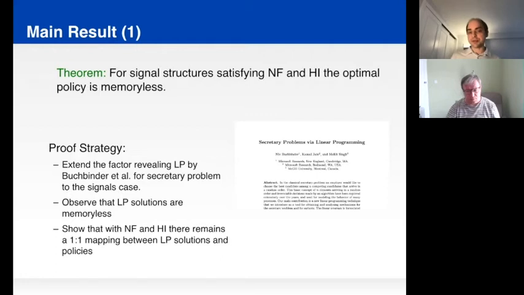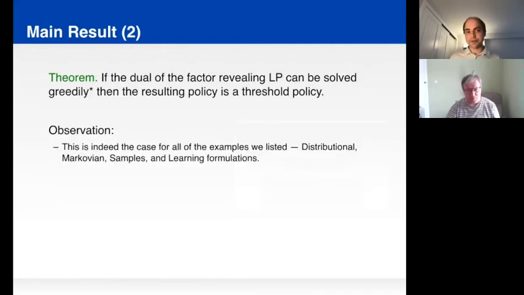And this captures all of the variants that we talked about. The second result is, how do we go from memoryless to thresholds? Now we have this LP, we can look at its dual, and we can say, well, can the dual be solved greedily, really by backwards induction?